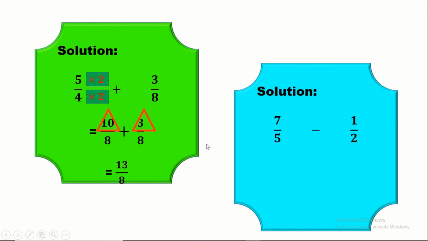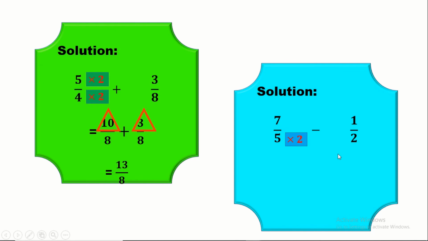Let's solve the other example. Here we have 7 over 5 minus 1 over 2. We have different denominators, one over 5 and the other over 2. Well, let's look at the smaller denominator. It's 2. Now, can we multiply 2 by any number to give us 5? Sure, no. What should we do right now? In this case, we should multiply 2 by 5 and 5 by 2.